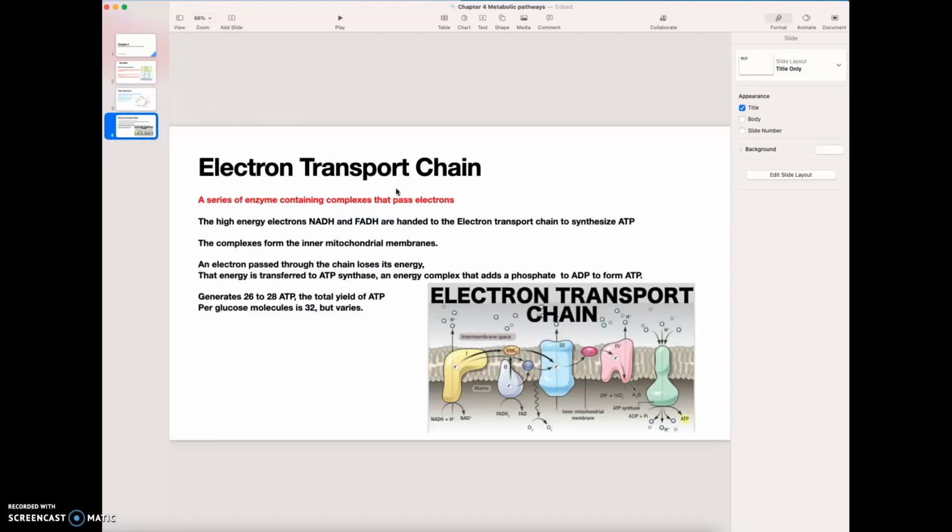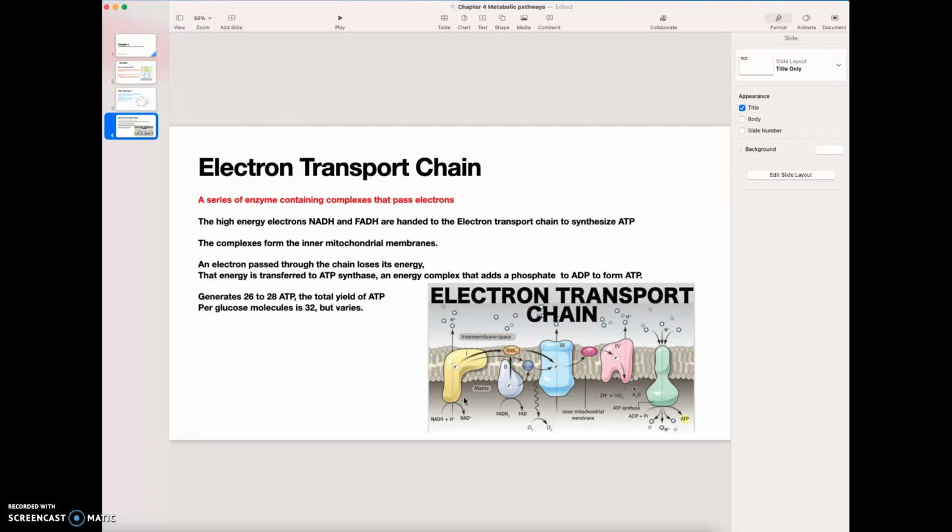The electron transport chain is a series of enzyme-containing complexes that pass electrons. These would be considered the complexes. And the complex is also displayed here on the dots, the inner mitochondrial membrane. The high-energy electrons NADH and FADH are handed to the electron transport chain to synthesize ATP, meaning NADH, FADH, they pass through the electron transport chain to synthesize ATP.